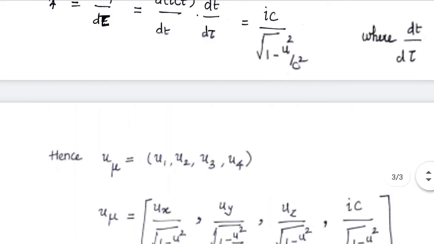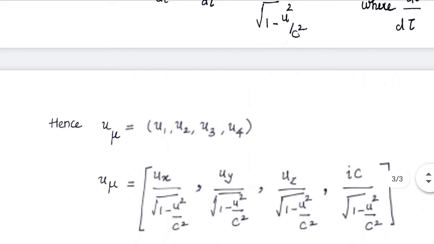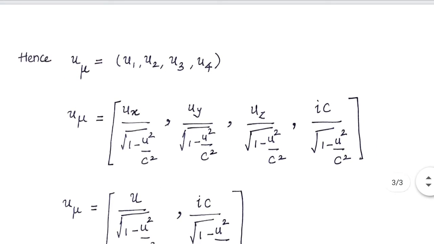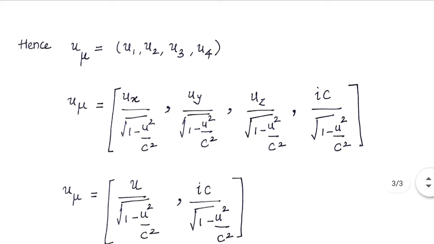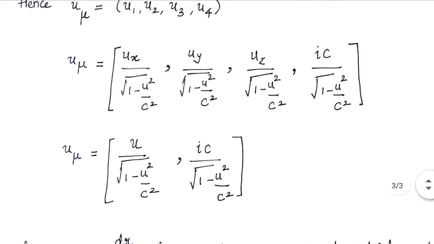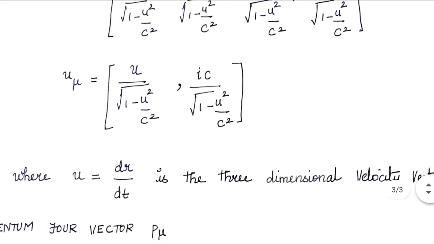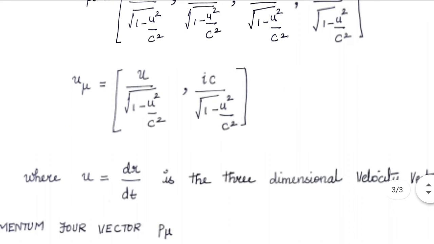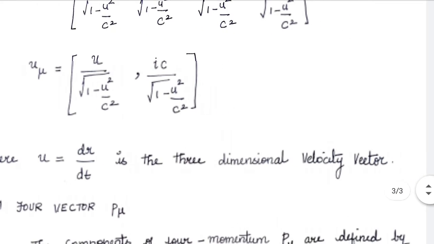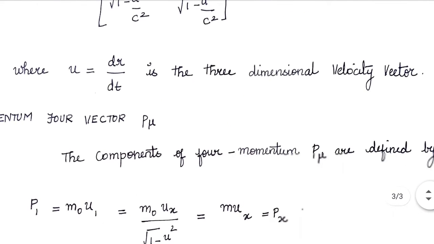Hence, we have found the four components of the velocity 4 vector u1, u2, u3, u4, which can be represented by u mu is equal to ux divided by root of 1 minus u square by c square, uy divided by root of 1 minus u square by c square, uz divided by root of 1 minus u square by c square, and ic divided by root of 1 minus u square by c square. Or simply we can write u mu is equal to u divided by root of 1 minus u square by c square, and the fourth component ic divided by root of 1 minus u square by c square. So here u is nothing but dr by dt, which is the three-dimensional velocity vector.